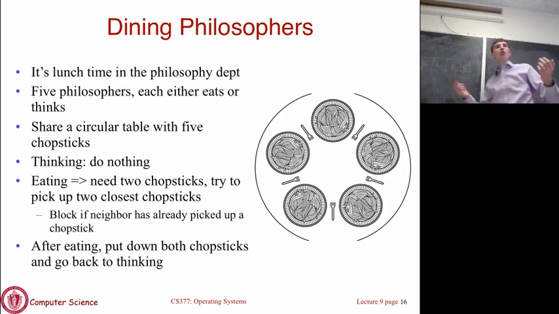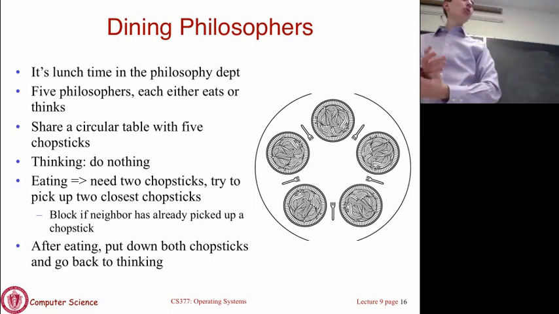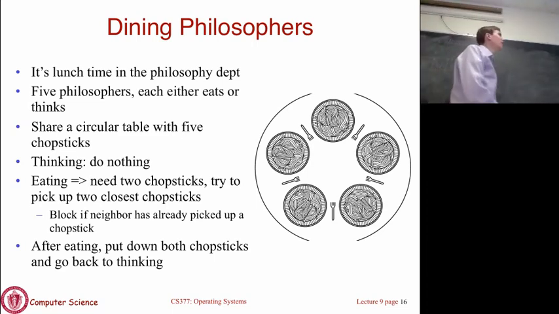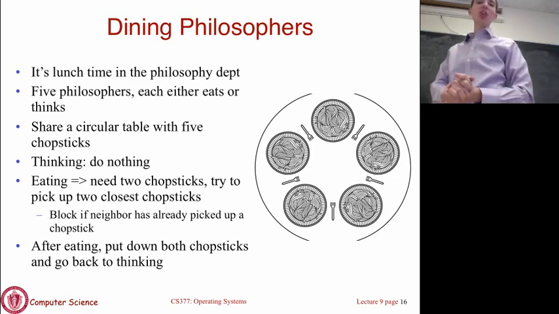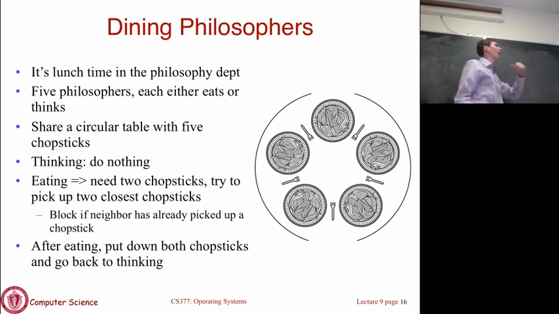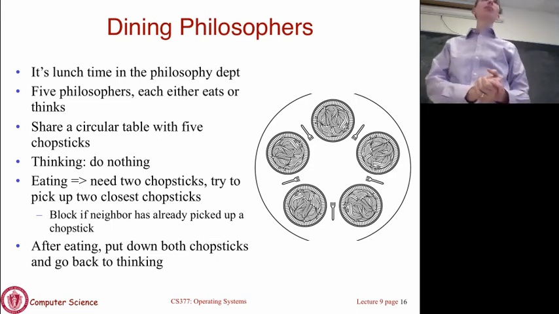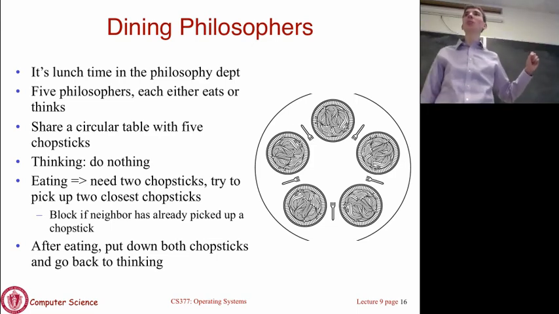So the question here is essentially, how do we make sure that the philosophers can eat lunch without starving to death? That's basically the problem: we need to make sure that they can actually pick up the chopsticks and eat and not get stuck in a position where no one can eat and they all starve to death. Questions about how the problem is set up?